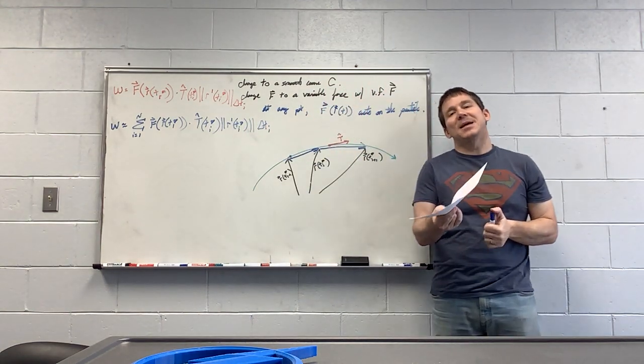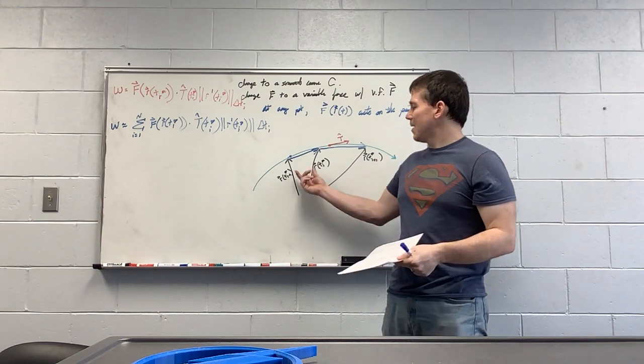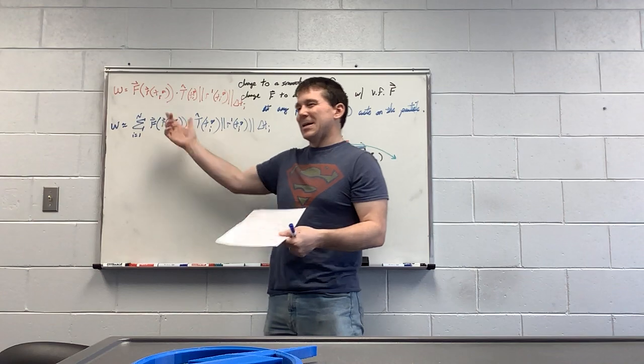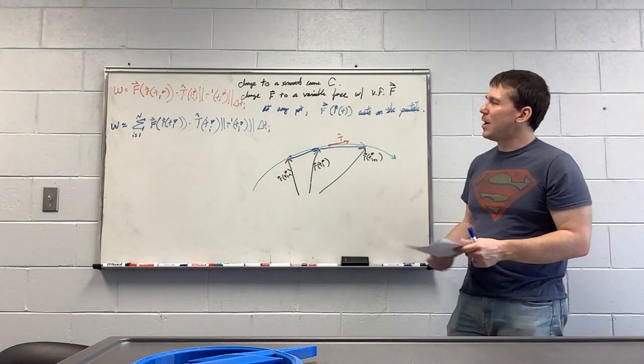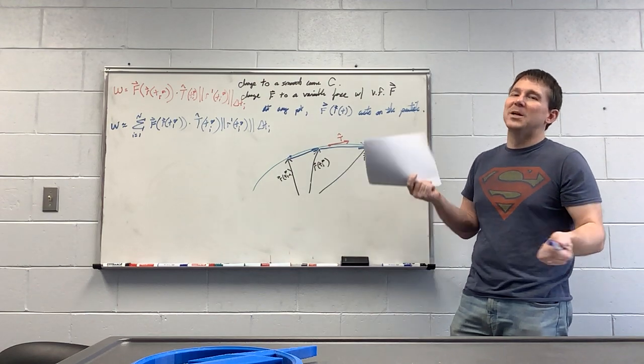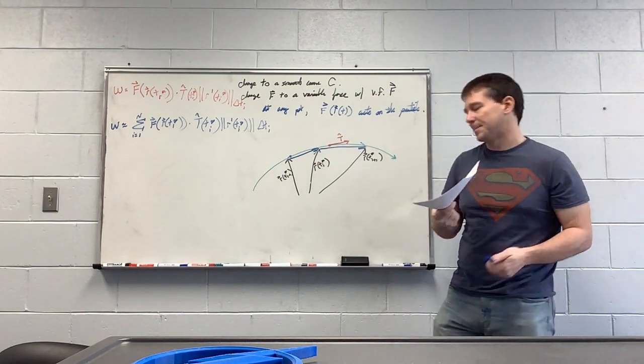But then that's an approximation. How am I going to make it better? I'm going to make these get closer and closer together, which means I'll take the limit as the magnitude of the partition approaches 0, and then ultimately that will become the limit of a Riemann sum, which will become an integral that I can actually work with.